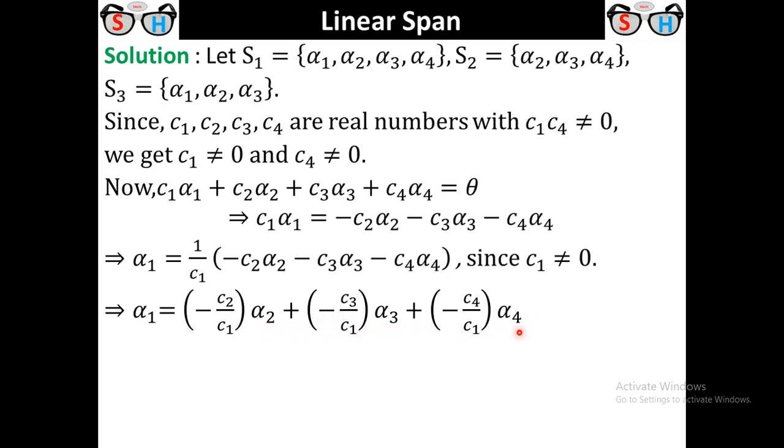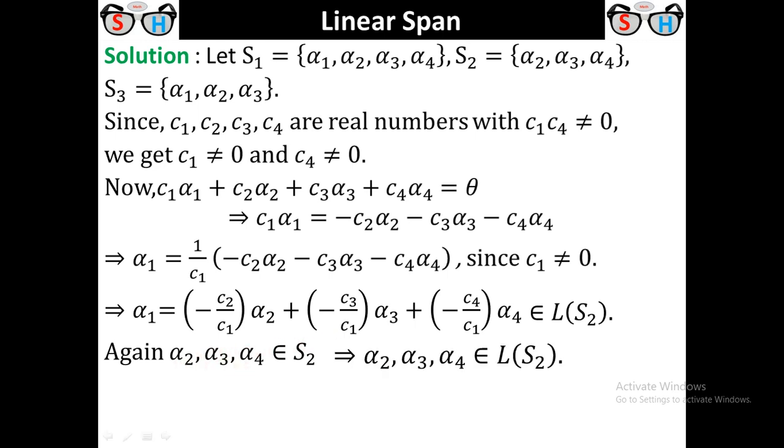Again, alpha 2, alpha 3, alpha 4 are elements in S2. S2 is the set alpha 2, alpha 3, alpha 4. Here alpha 1 can be expressed as the linear combination of alpha 2, alpha 3, alpha 4, so we can conclude that alpha 1 is an element in L of S2. The remaining elements, alpha 2, alpha 3, alpha 4, are all elements in S2, therefore they must be in L of S2, because we know that L of S2 contains all the elements of S2.